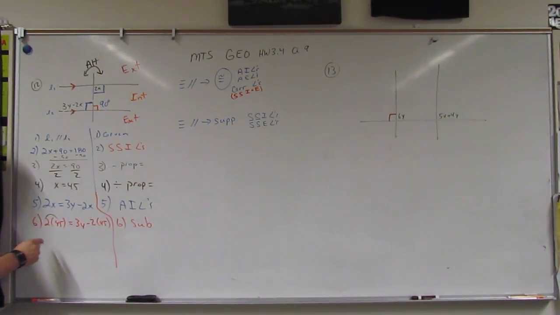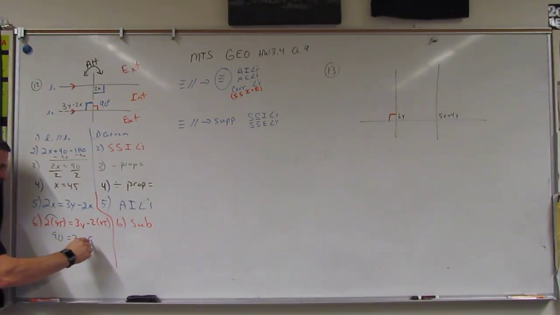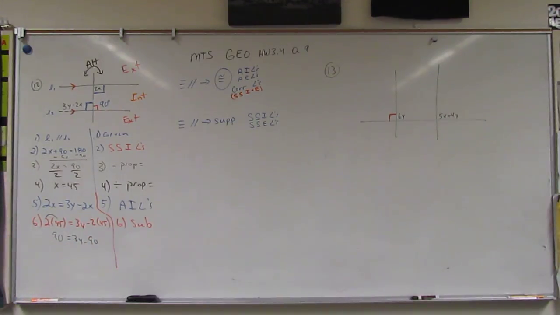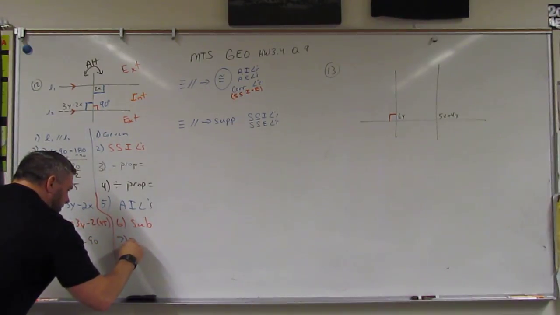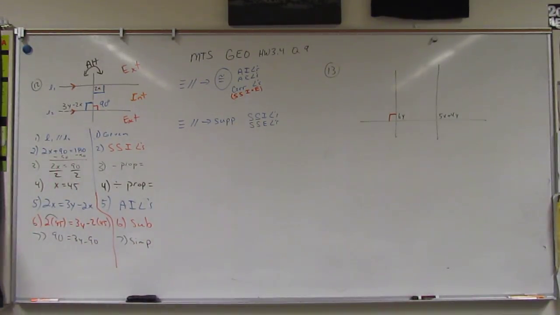What's 2 times 45? 90. Okay. And so 2 times 45 is 90, right? And what's that called when we just multiply a couple of things? Simplification. Good. So that's simplification. Okay?